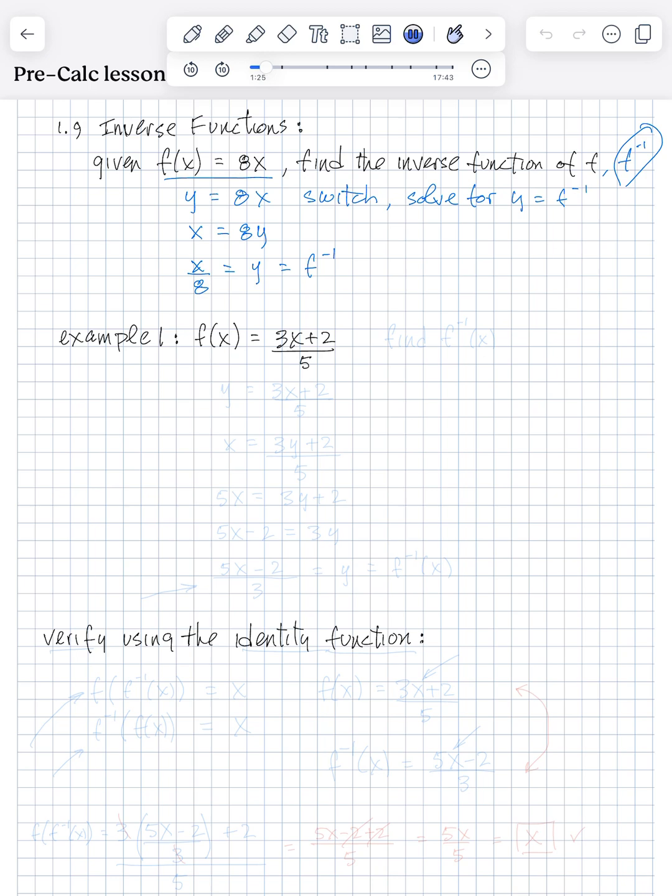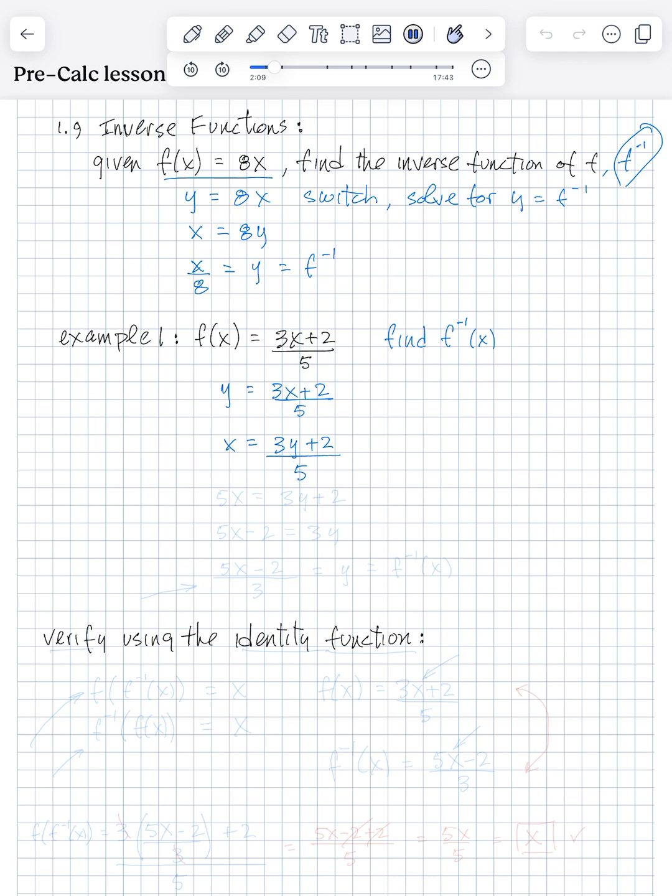Okay, let's look at example 1, and we're going to find the inverse of that. So f of x is 3x plus 2 divided by 5, and we want to find f inverse of x. Okay, so first we start by substituting y for the f of x. Y is equal to 3x plus 2 over 5. Now we switch the variables. X equals 3y plus 2 over 5.